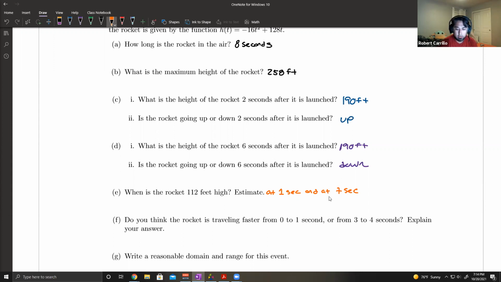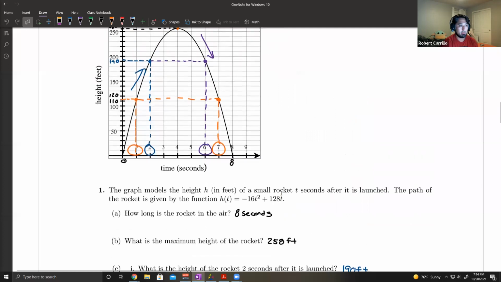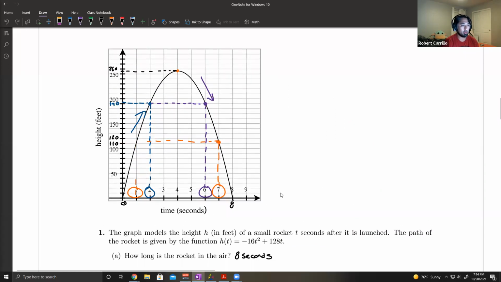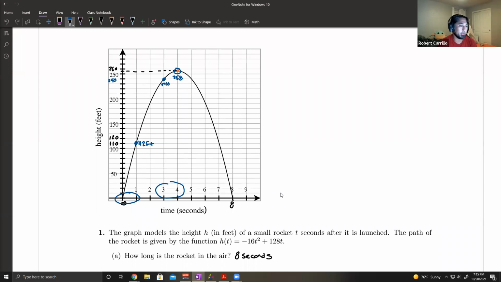And do you think the rocket is traveling faster from 0 to 1 second or from 3 to 4 seconds? Let's see. All right, I can erase all of these. From 0 to 1 seconds, the rocket gets up to 112 feet. And from 3 to 4 seconds, it looks like you go from 240 to 258 feet. So which one do you think is faster? 0 to 1 or 3 to 4?